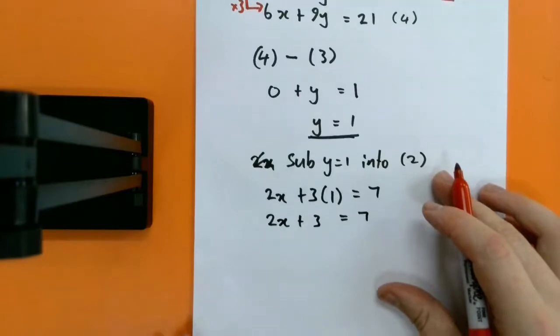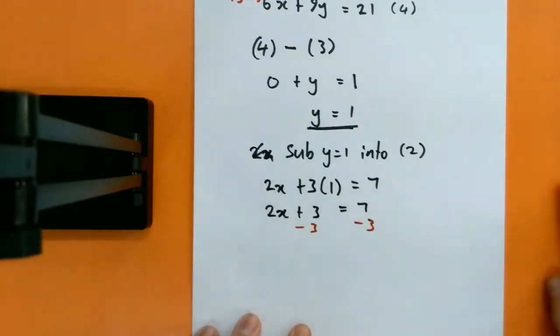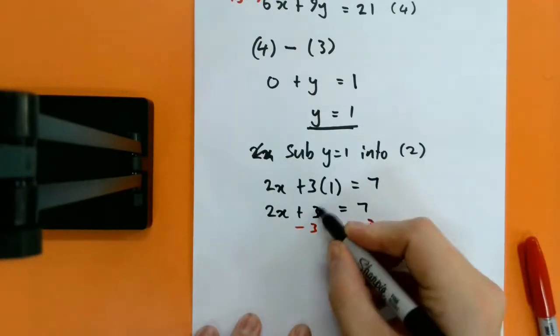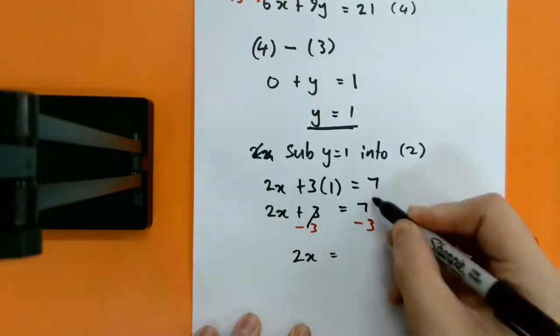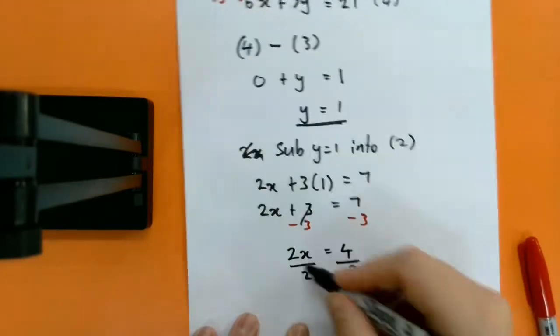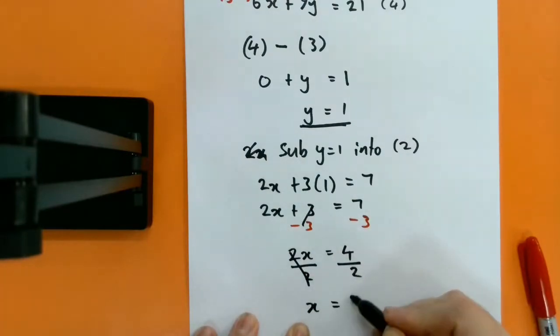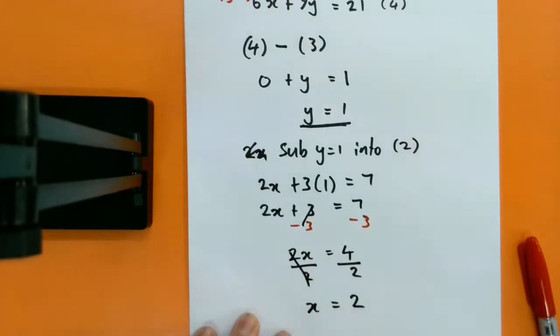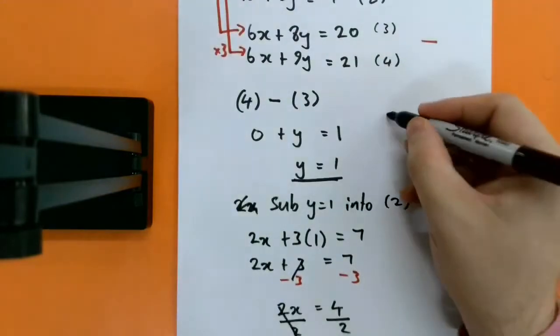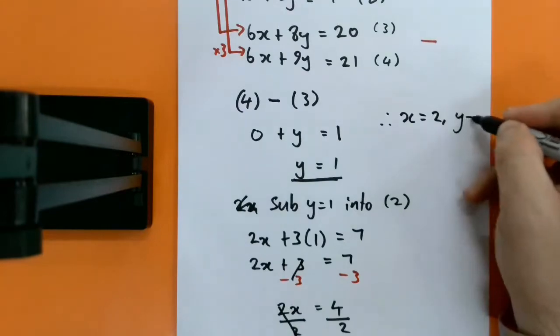So I'll move this up so you can see what we're doing. Minusing 3 from both sides to keep everything balanced. We now have that cancelling. 2x is equal to 7 minus 3, which is 4. Dividing both sides by 2, we have x is equal to 4 divided by 2, which is just 2. So our solution to this equation is x is equal to 2 and y is equal to 1.